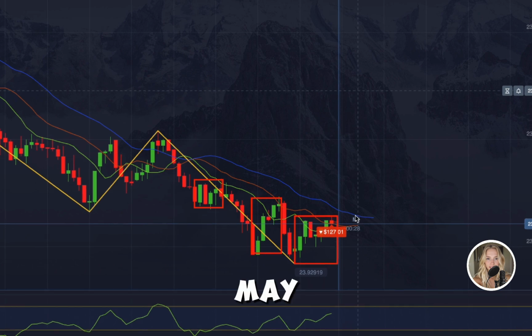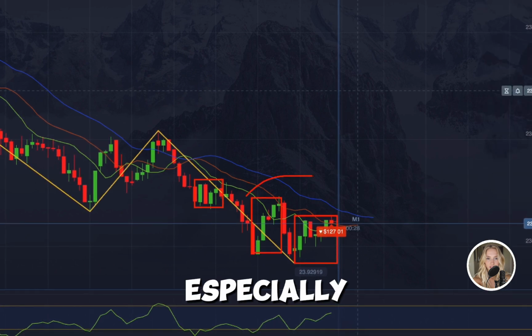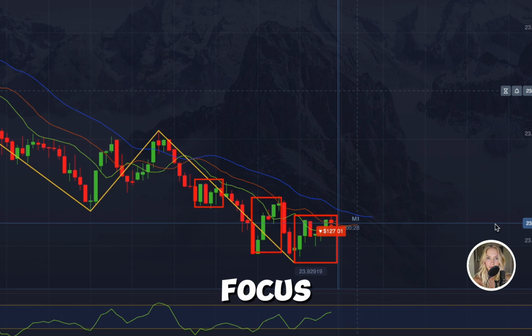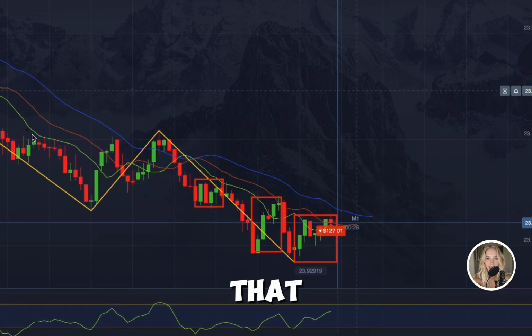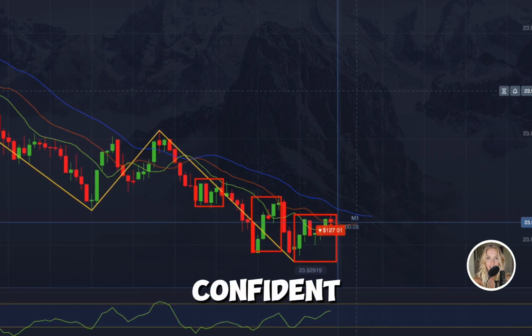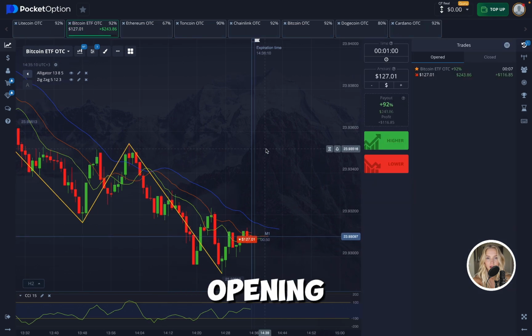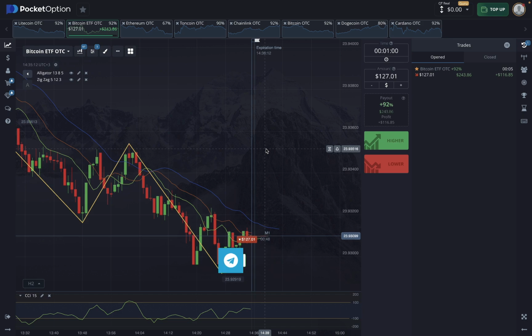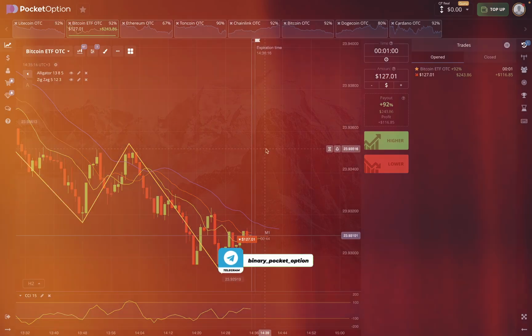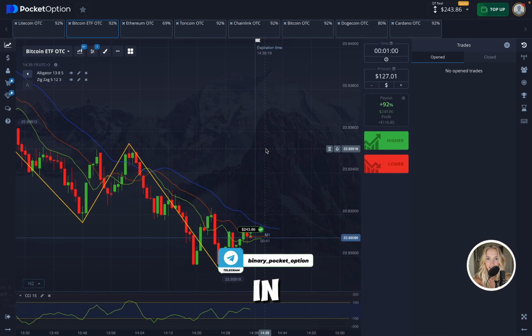Of course, I may have a further downward movement, especially since it is necessary to focus on the trend here, and we see that we have a very good, confident downward trend dynamics now. So I am making a downward opening here. And also the deal closes in a plus.